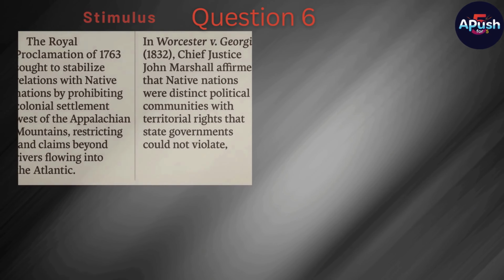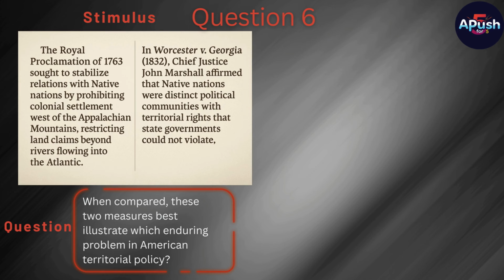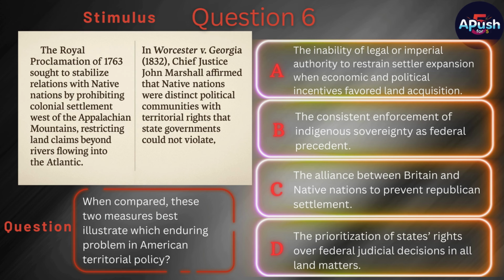Question 6. Stimulus. Question. When compared, these two measures best illustrate which enduring problem in American territorial policy? A. The inability of legal or imperial authority to restrain settler expansion when economic and political incentives favored land acquisition. B. The consistent enforcement of indigenous sovereignty as federal precedent. C. The alliance between Britain and native nations to prevent republican settlement. D. The prioritization of states' rights over federal judicial decisions in all land matters.